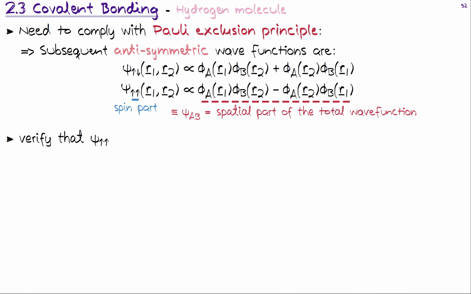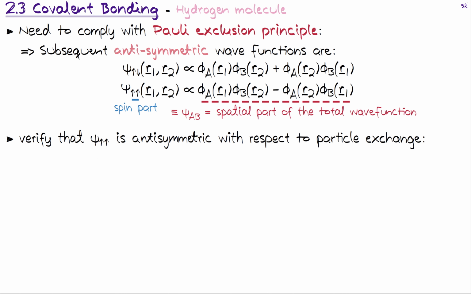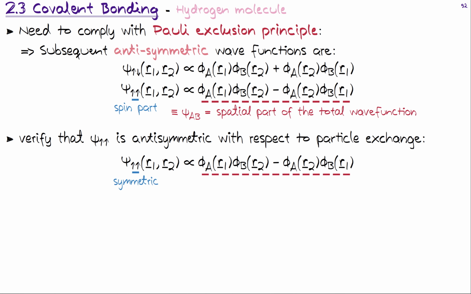So we will next verify very briefly that the psi with two arrows upwards, so spins up, is antisymmetric with respect to the particle exchange. And this is the property we must require from a fermion. So two spins upwards, and this is now the symmetric spin case. So if we exchange the two electrons, so we take electron 1 and put that into the position of electron 2, and similarly we put electron 2 into the position of electron 1, the spins are the same, so that doesn't change the total wave function. So what must happen is that then the spatial part should be antisymmetric.